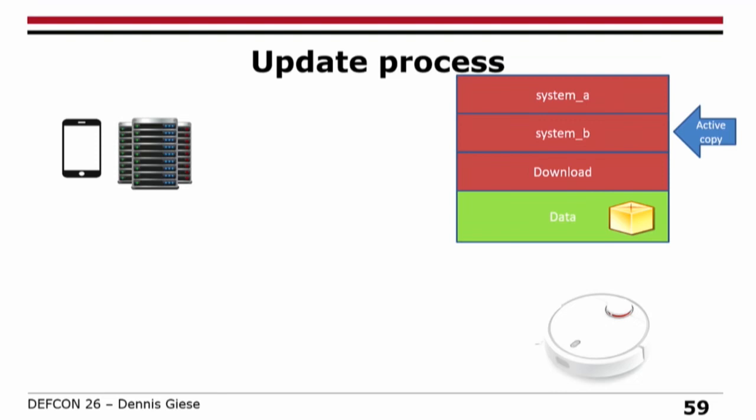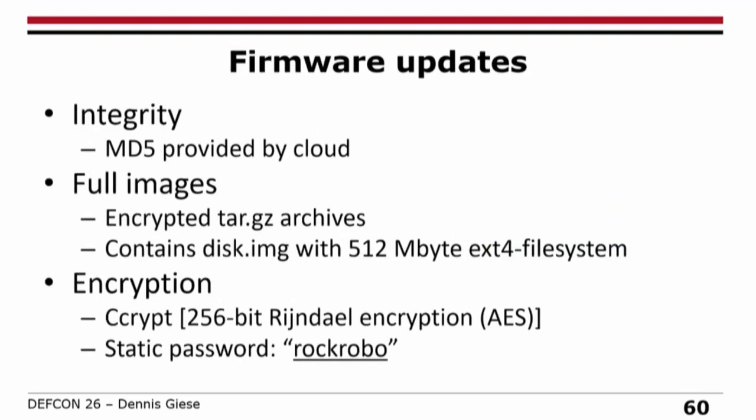So this is more or less the standard way other devices do that as well. You have two copies of the operating system. You always update the passive copy first, and then you update the active copy. Okay, taking a look at the firmware updates themselves, like I said, the MD5 is provided by the cloud, so this is the integrity check.